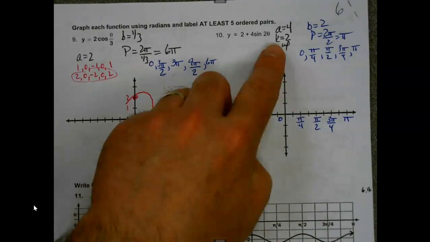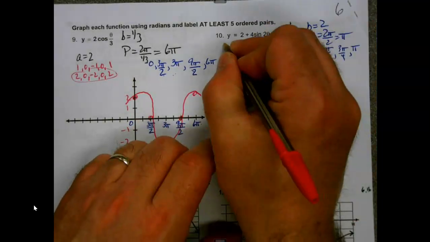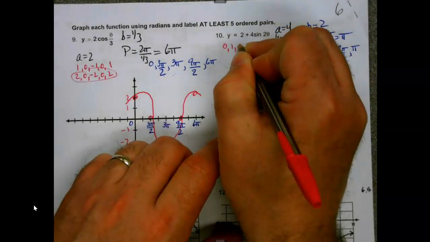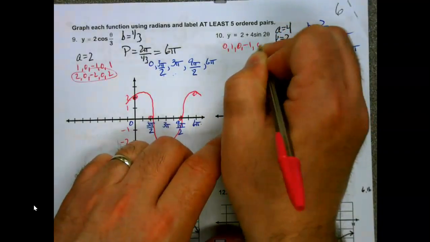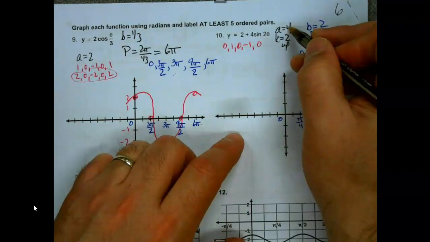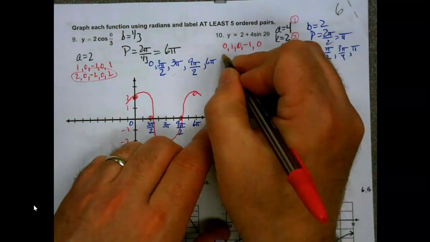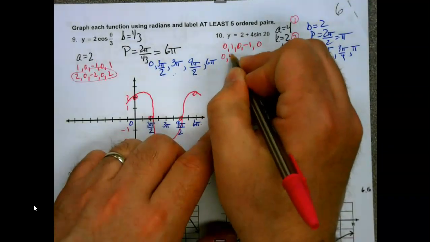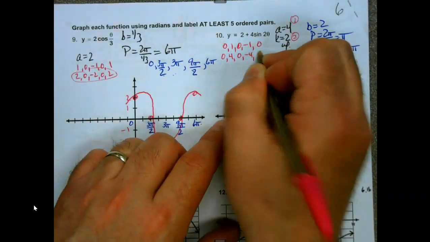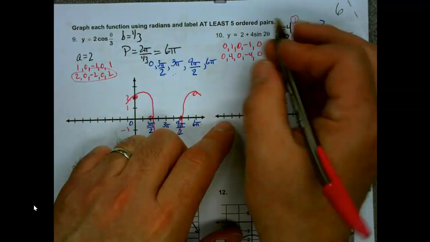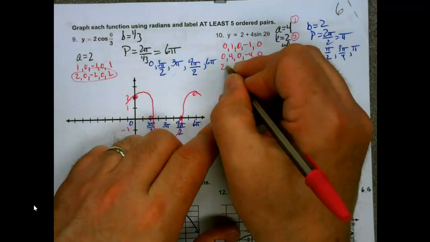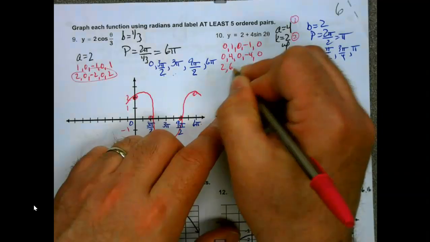Now, this gets a little more interesting. So we got sine. Multiply always first, add always second. So do this first, do this second. So multiply by 4 and then add 2. And if it was negative, we would subtract.